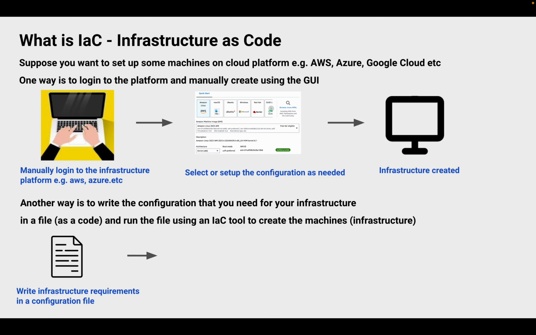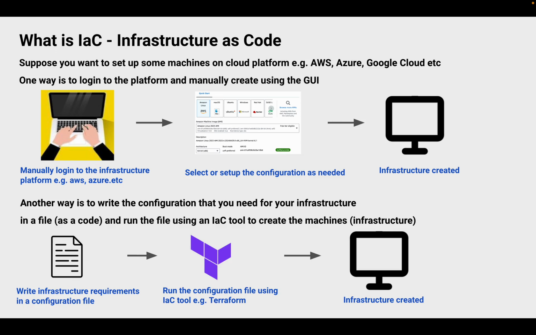So here we will write all our requirements in a configuration file. We will use a IAC tool like Terraform to run the configuration file, and that will create our infrastructure. Okay, so this is what is called as infrastructure as code.